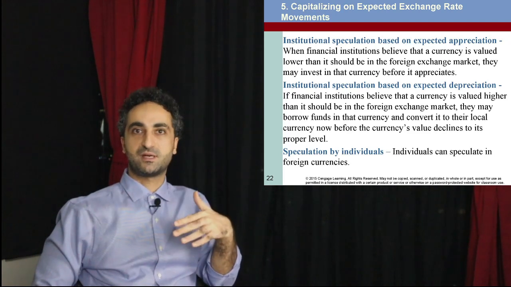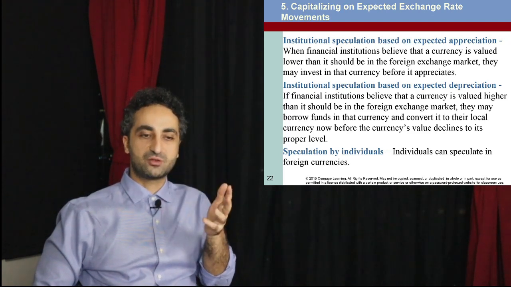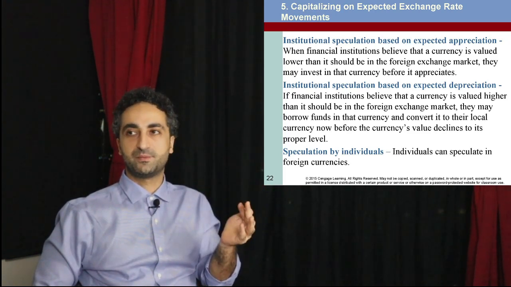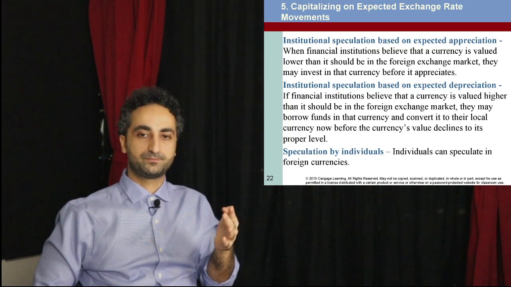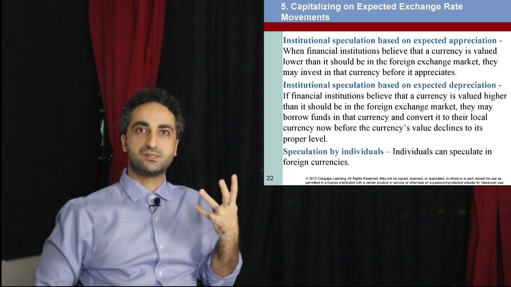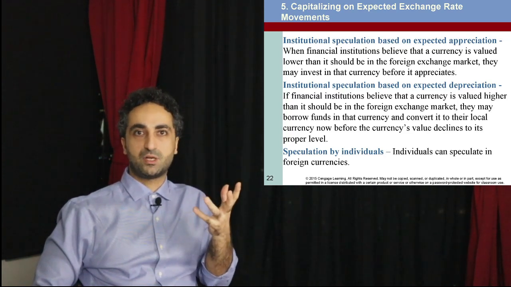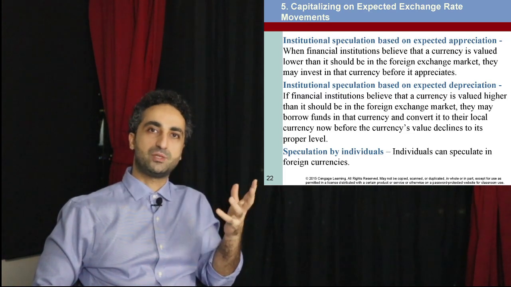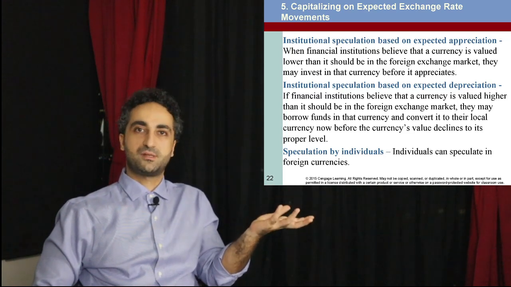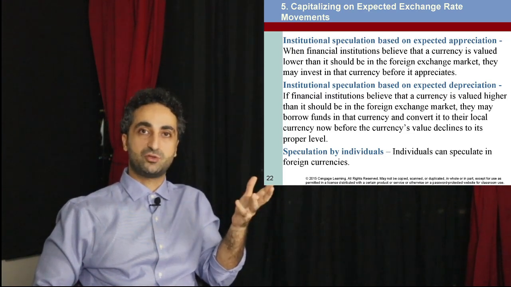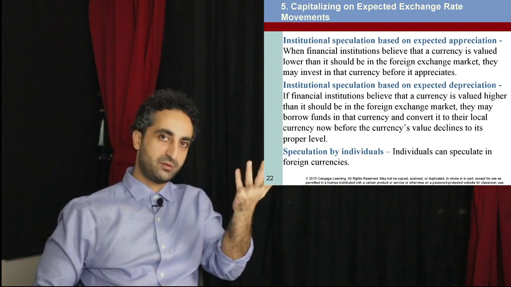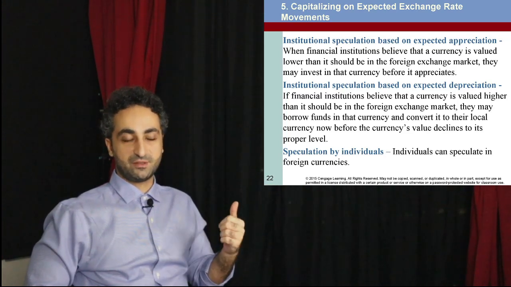What about the opposite scenario? If financial institutions believe that a currency is valued higher than it should be, let's say I look at the Thai economy and I find the Thai baht is very expensive. I don't understand why. Based on the economy, tourism, and other factors, I believe the baht should be worth less than it actually is on the market. So what do I do? Let's read together. Basically, I do the opposite of what I did in the previous case.